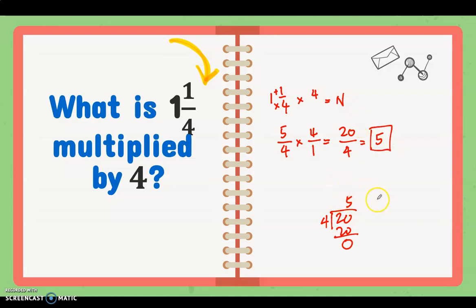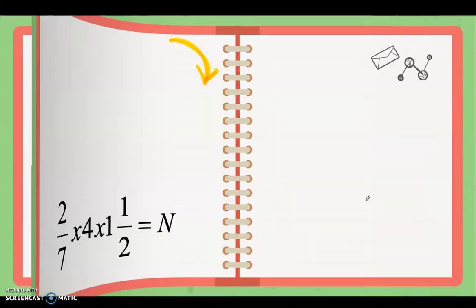Do not write 5 and then, since there's no remainder, 0 over 4, or 4 over 5. No, it's wrong. If the quotient is 5 and there is no remainder, then this is already the answer, the whole number. There is no more fraction. If there's a remainder, then that is the numerator, and you copy the denominator. But if there's no remainder, the answer is a whole number.